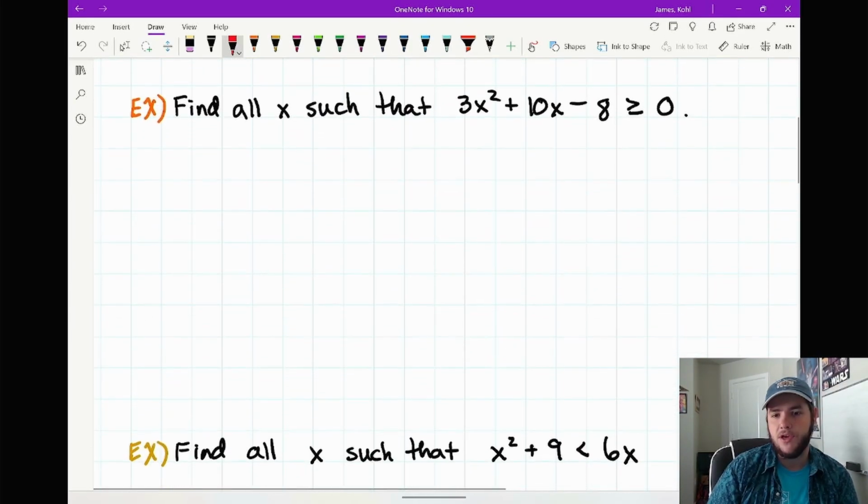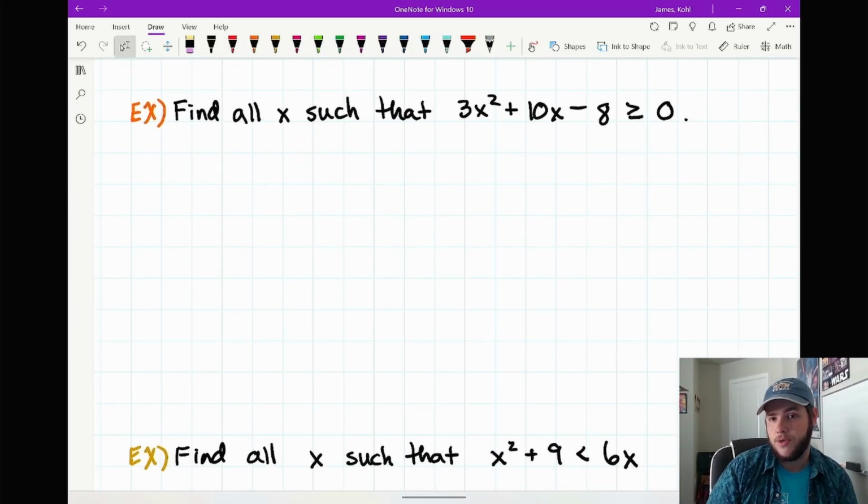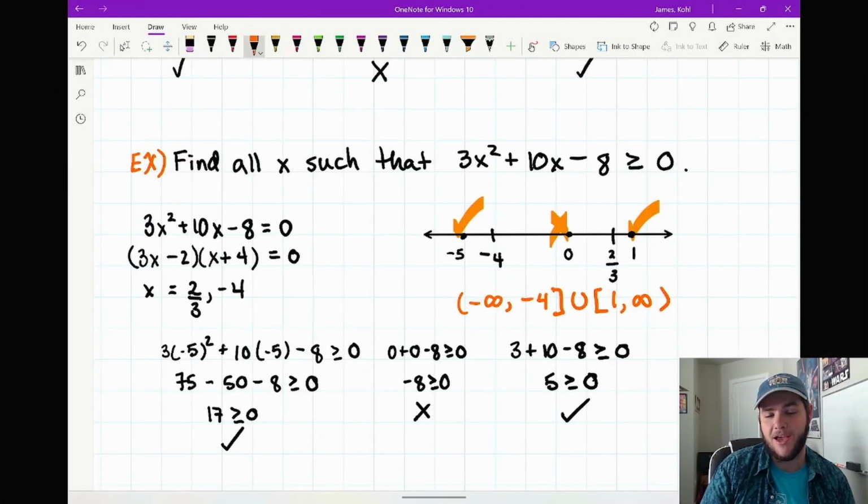Why don't you pause the video here to see if you can try that orange example on your own. Here's the answer that I found. I got negative infinity to negative 4, including this time, since I've got an or equal to in my inequality, and 1 to infinity, including 1. Feel free to pause the video here to check my work.